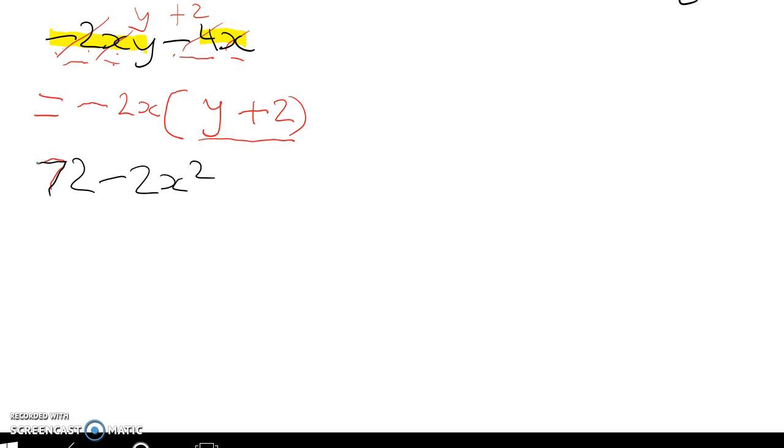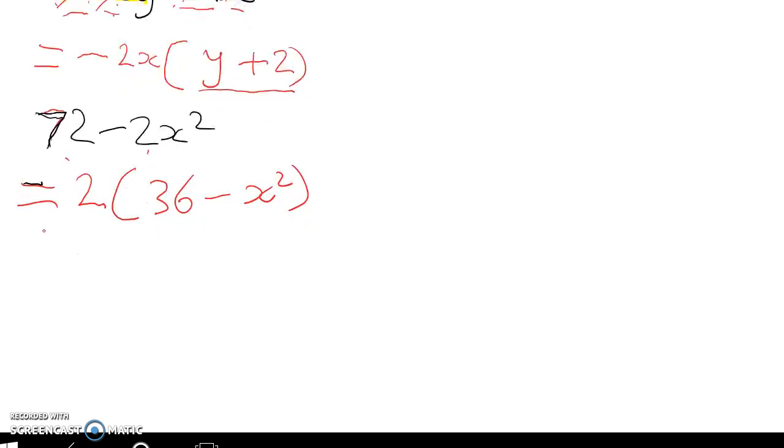So we've got our next example. So we've got 72 take away 2x squared, okay? So what we do is we take out our highest common factor first. So we've got 72 and -2. So I can see I have a factor of 2 in each. So that becomes 36 minus x squared. Okay. So now I see that I have a squared number and a squared number with a subtract sign in between. So I know I'm looking at a difference of two squares.